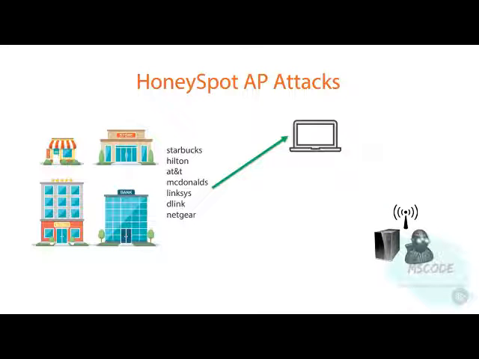So on a honeyspot, this is where the attacker goes through and creates an access point that has the same type of SSIDs as some of these retail locations. And because the signal may be stronger because I'm sitting next to you, you're going to actually associate to me. Tell you what, let me show you something here real fast.